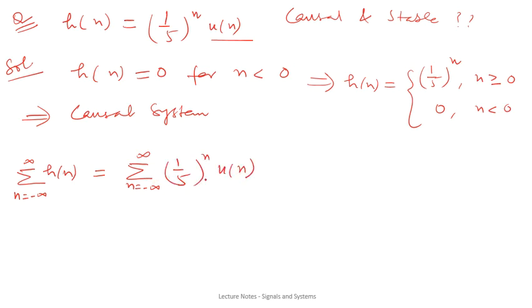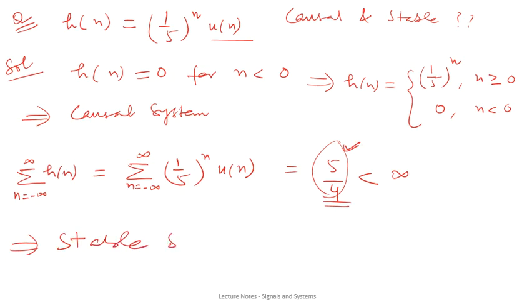Okay, and then you will find out that this is just a simple mathematical addition. You can do it, so this will be a finite value obviously. Okay, so this will come as 5 by 4, which is less than infinity, which is indicating that this is a finite value. Okay, so this will mean that the given system is a stable system.